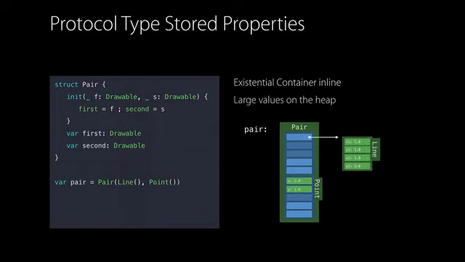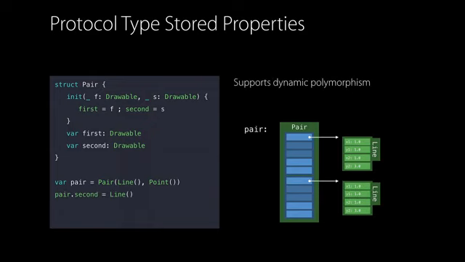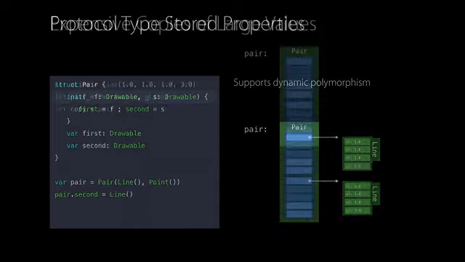Our program then goes and initializes this pair with a line and a point. And so as we've seen before, for our line, we will allocate a buffer on the heap. Our point fits into the inline value buffer and can be stored inline in the existential container. Now, this representation allows storing a differently typed value later in the program. So the program goes and stores a line to the second element. This works, but we have two heap allocations now. Okay, two heap allocations. Well, let's look at a different program to illustrate that cost of heap allocation.